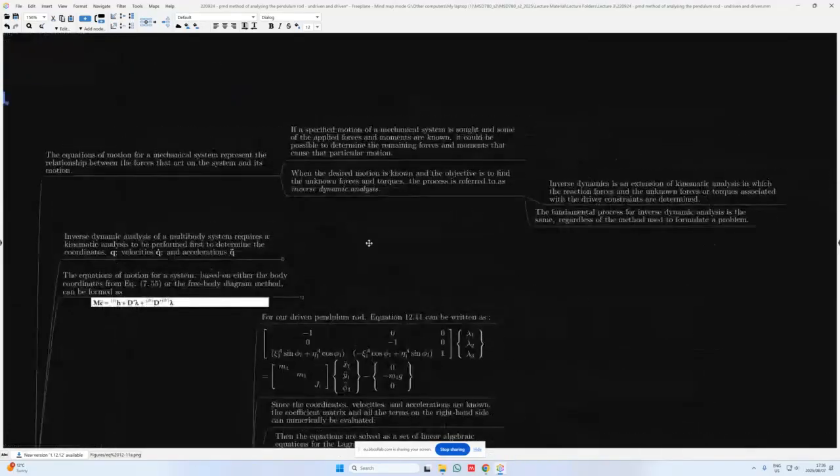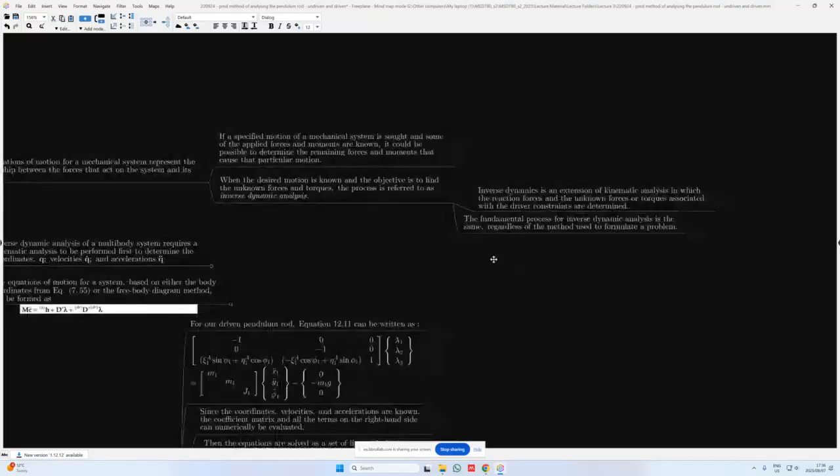If a specified motion of a mechanical system is sought and some of the applied forces and moments are known, it could be possible to determine the remaining forces and moments that cause that particular motion. And when the desired motion is known and the objective is to find the unknown forces and torques, the process is referred to as inverse dynamic analysis.